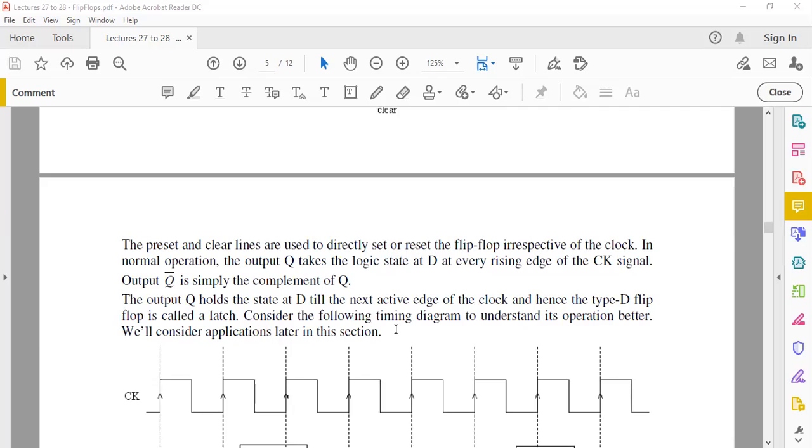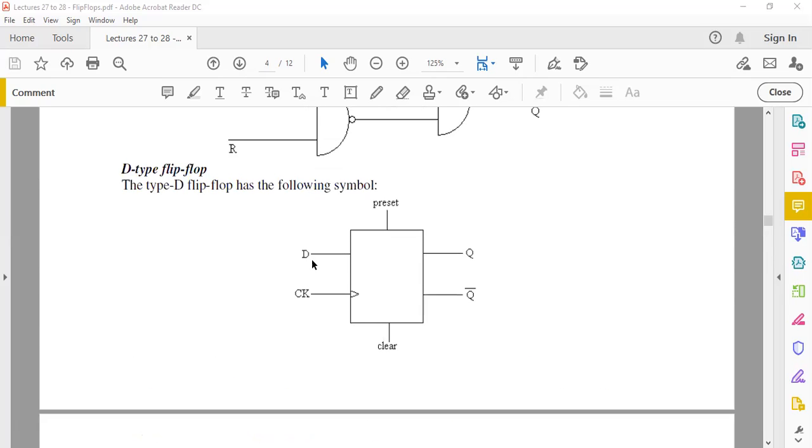If you want to understand how this D-type flip-flop works, this is the description here. In normal operation, the output Q takes the logic state at D at every rising edge of a clock signal. So, a very simple description of the D-type flip-flop. It's saying here Q is equal to D at every rising edge of your clock.